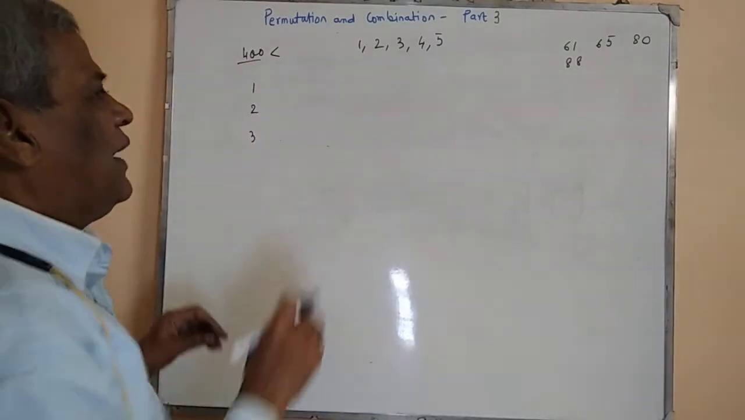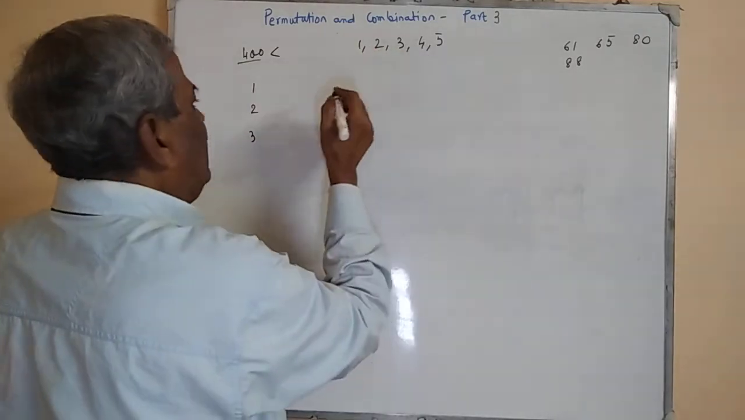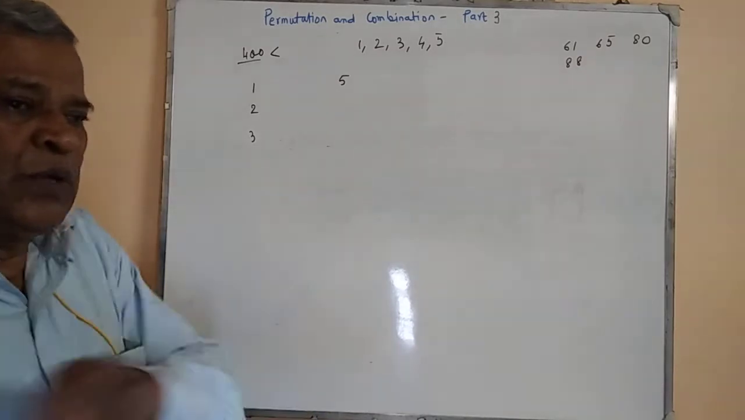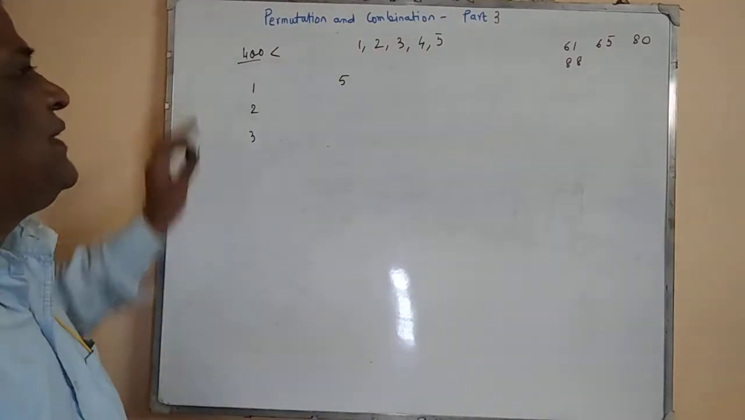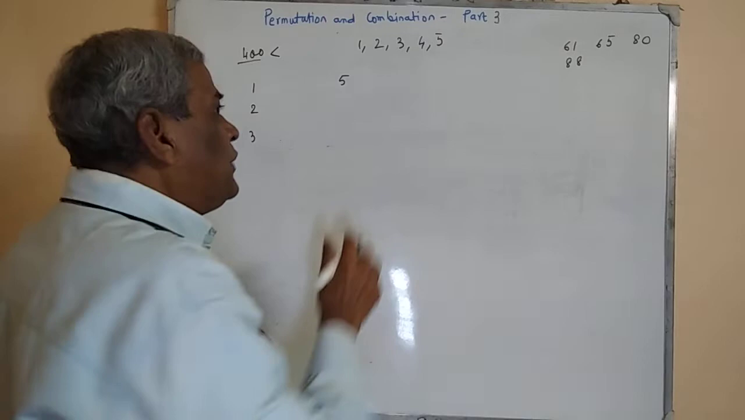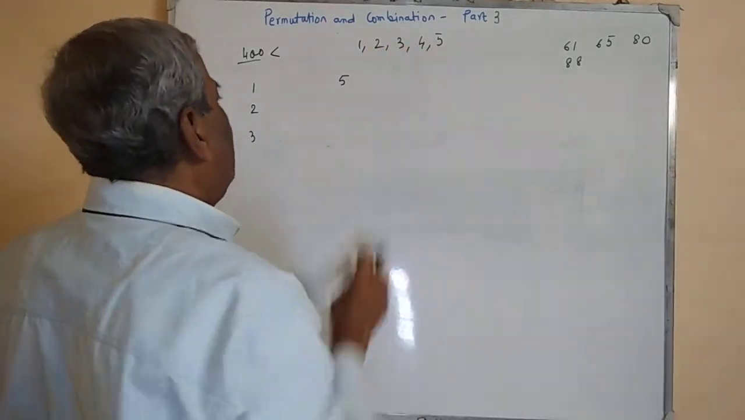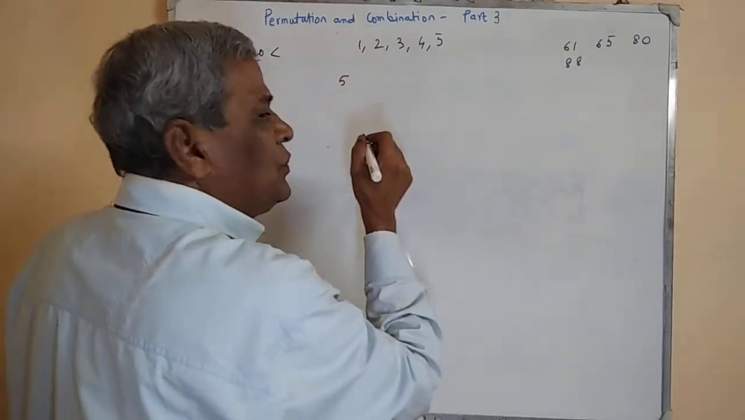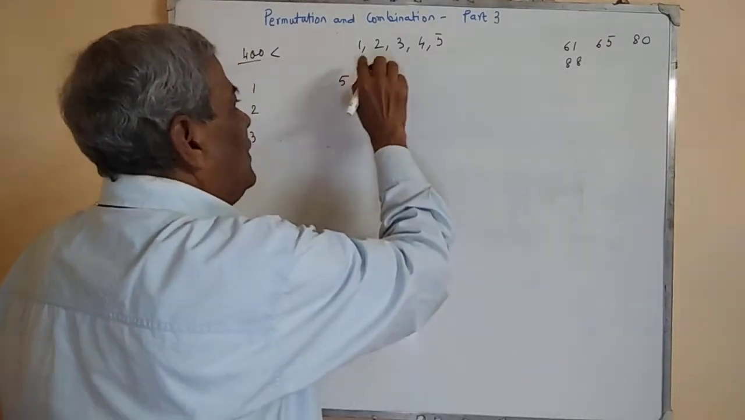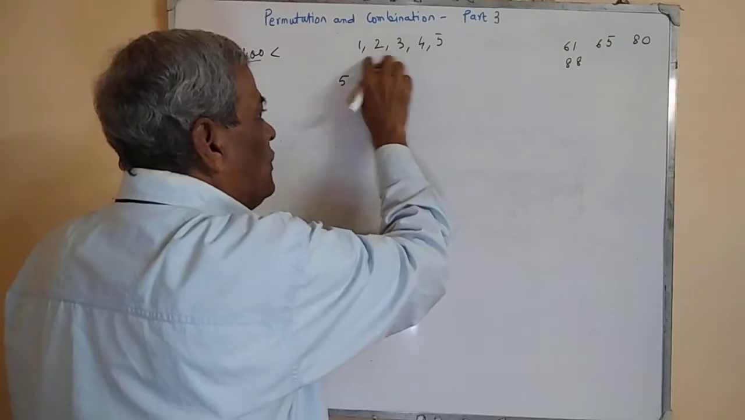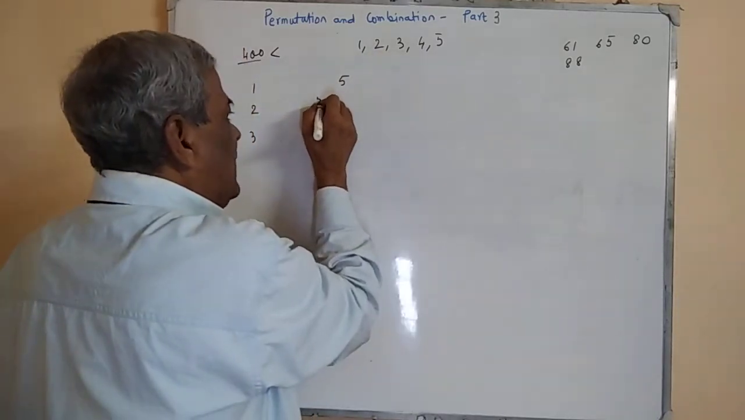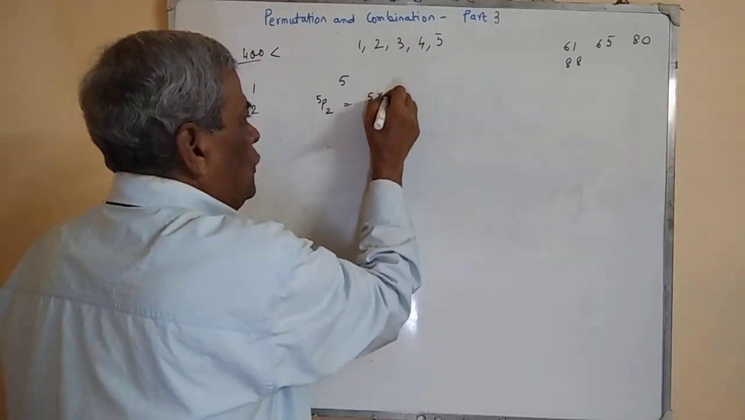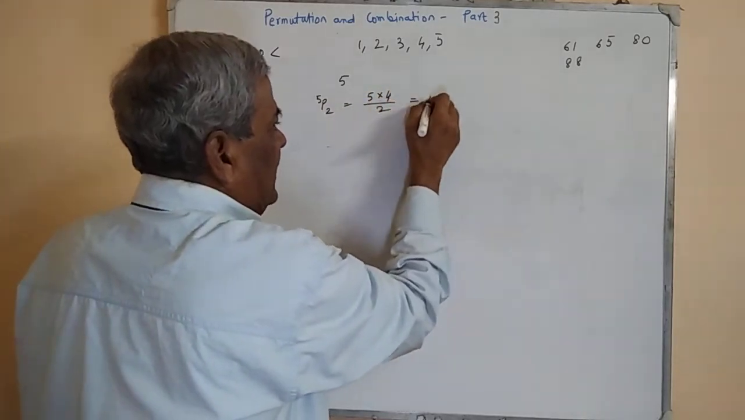One digit number can be taken in five different ways, either one or two or three or five. Any two digit number formed by them is always less than 400. So this can be formed by taking two at a time from these, that is 5P2. So 5 into 4, it is 20.